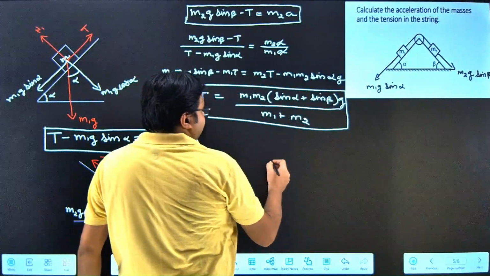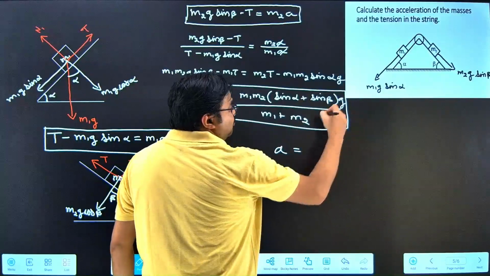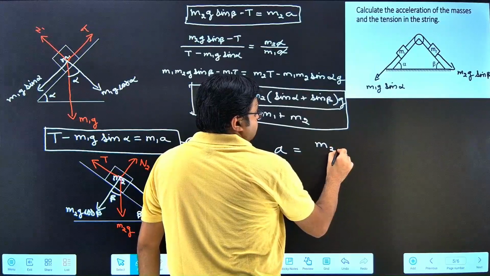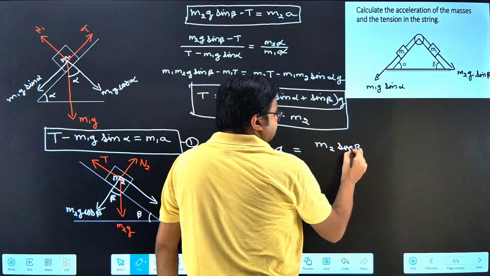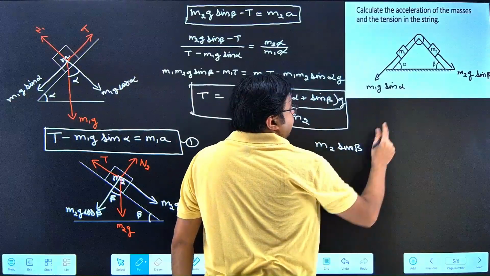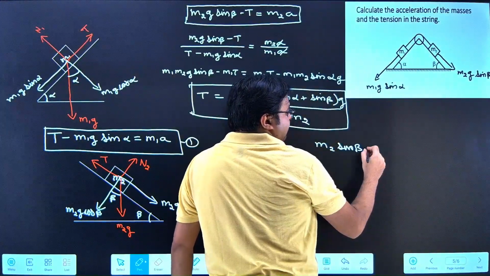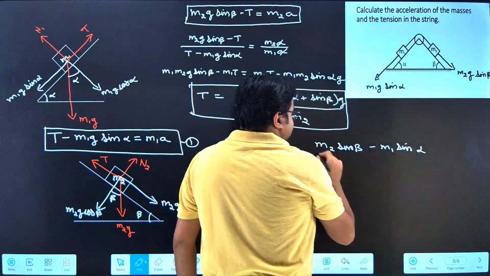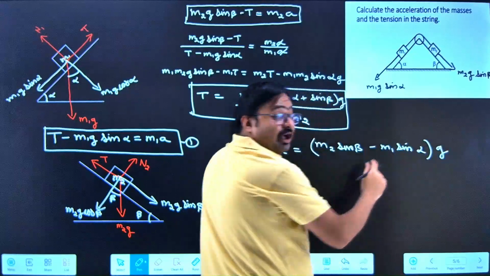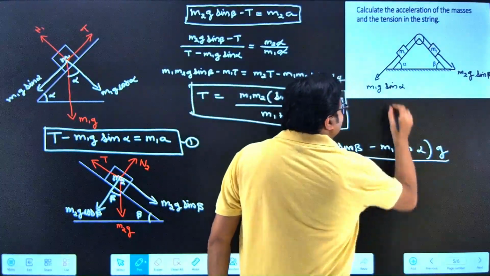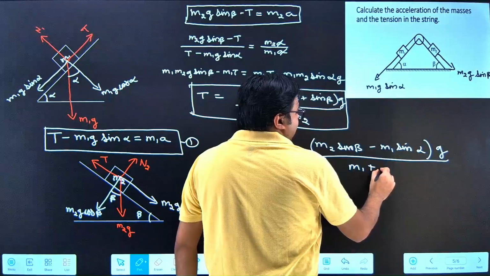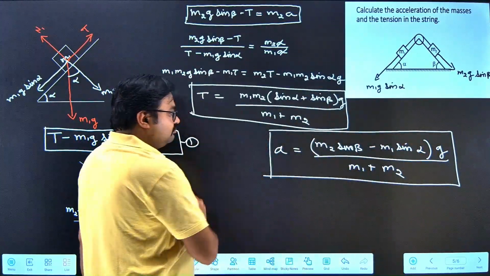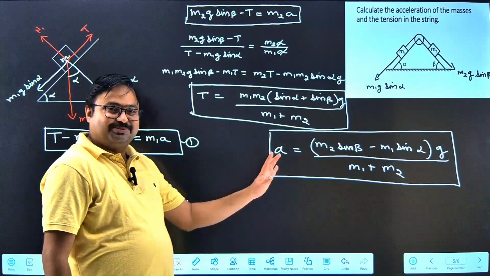So having told you that, we have the acceleration a equal to net pulling force. Net pulling force is simply m2 sin beta. That's one force pulling in that direction. The other force that's pulling in this direction is m1 sin alpha. Sir, you're missing a g. Yeah, I took that out as a common factor, right? So divided by the total mass would be m1 plus m2. Now that becomes your acceleration. It's as simple as that.